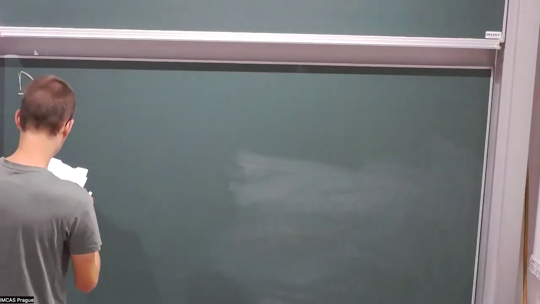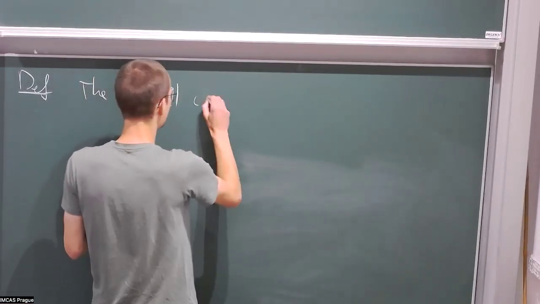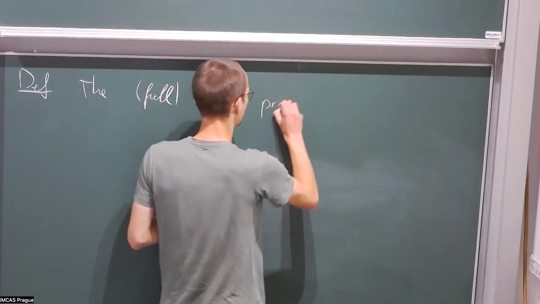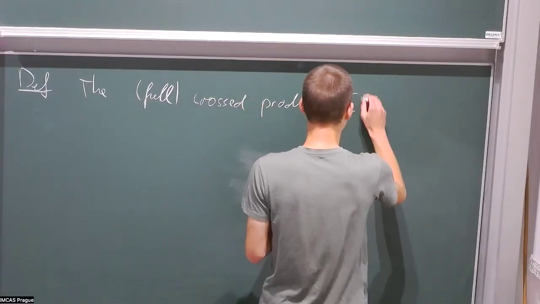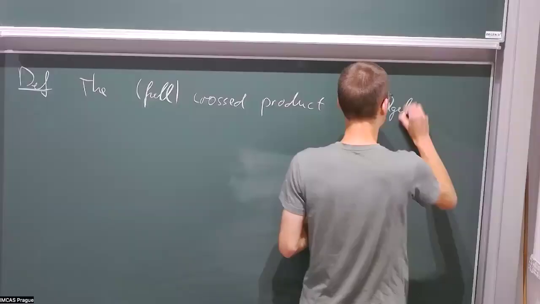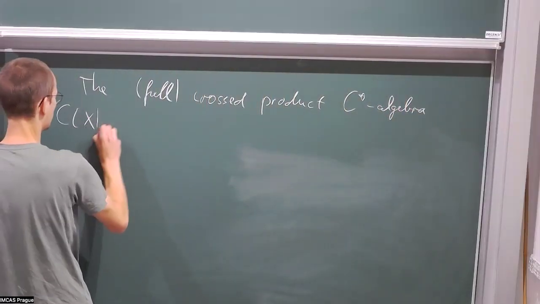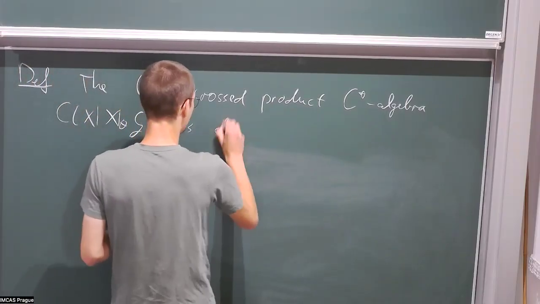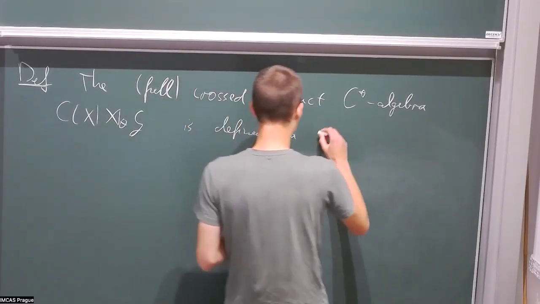So now let me define the cross product. The full. So I'm not going to go into the details here. There's several cross products. The one we are considering here is called the full one because it has a universal property. The full cross product C-star algebra, written like this, is defined via the following universal property.